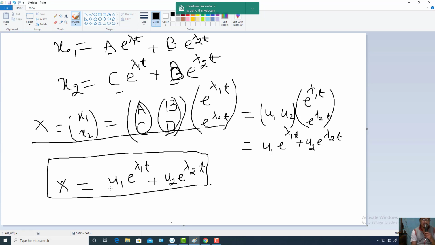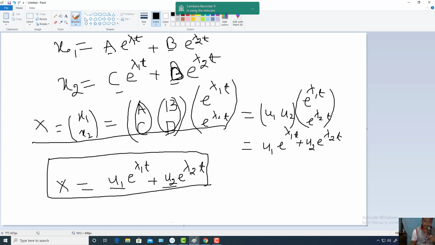So we want to know what u1 and u2 are. You already knew that lambda 1 and lambda 2 are the eigenvalues of the square matrix a, b, c, d, where a, b, c, d are small letters. Capital A, B, C, D are constants, which we have defined.